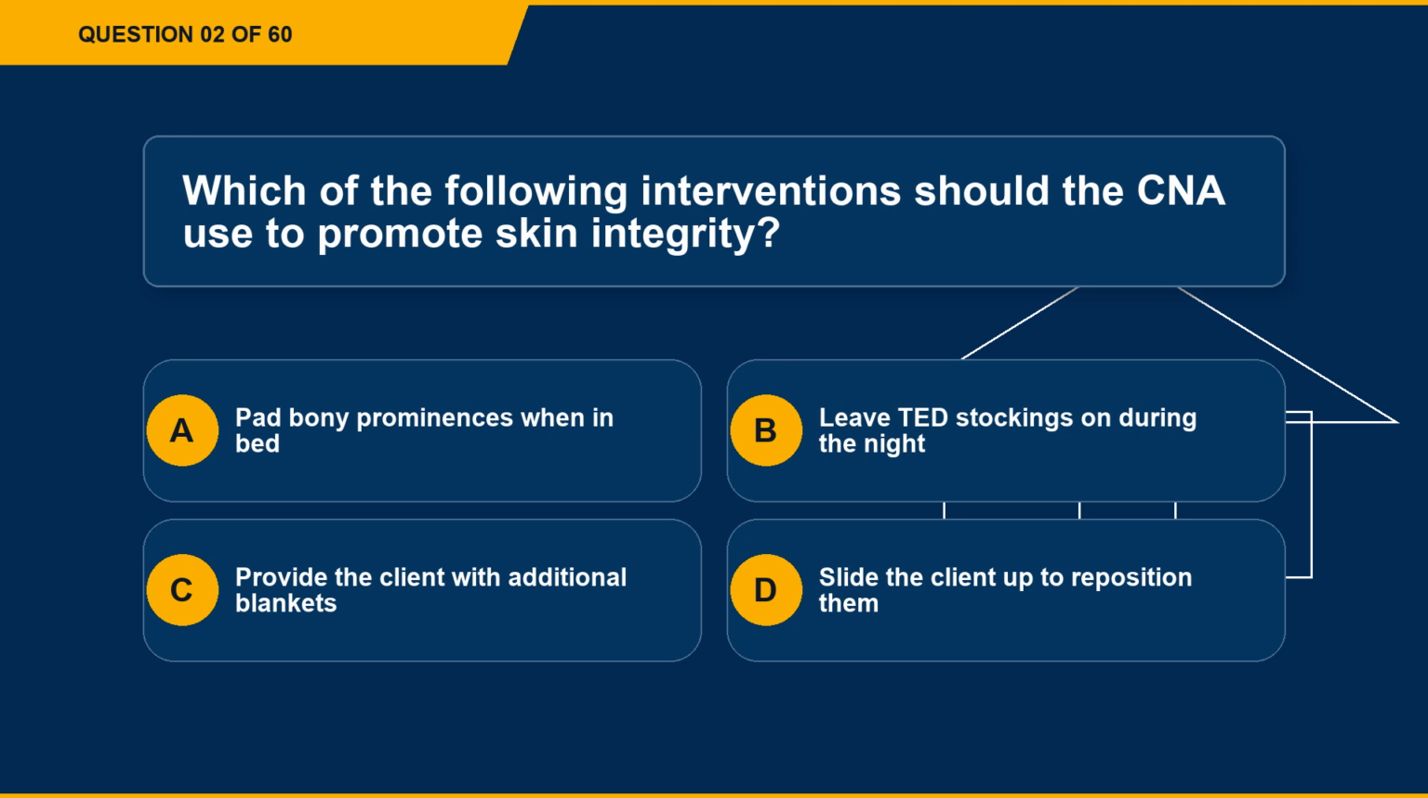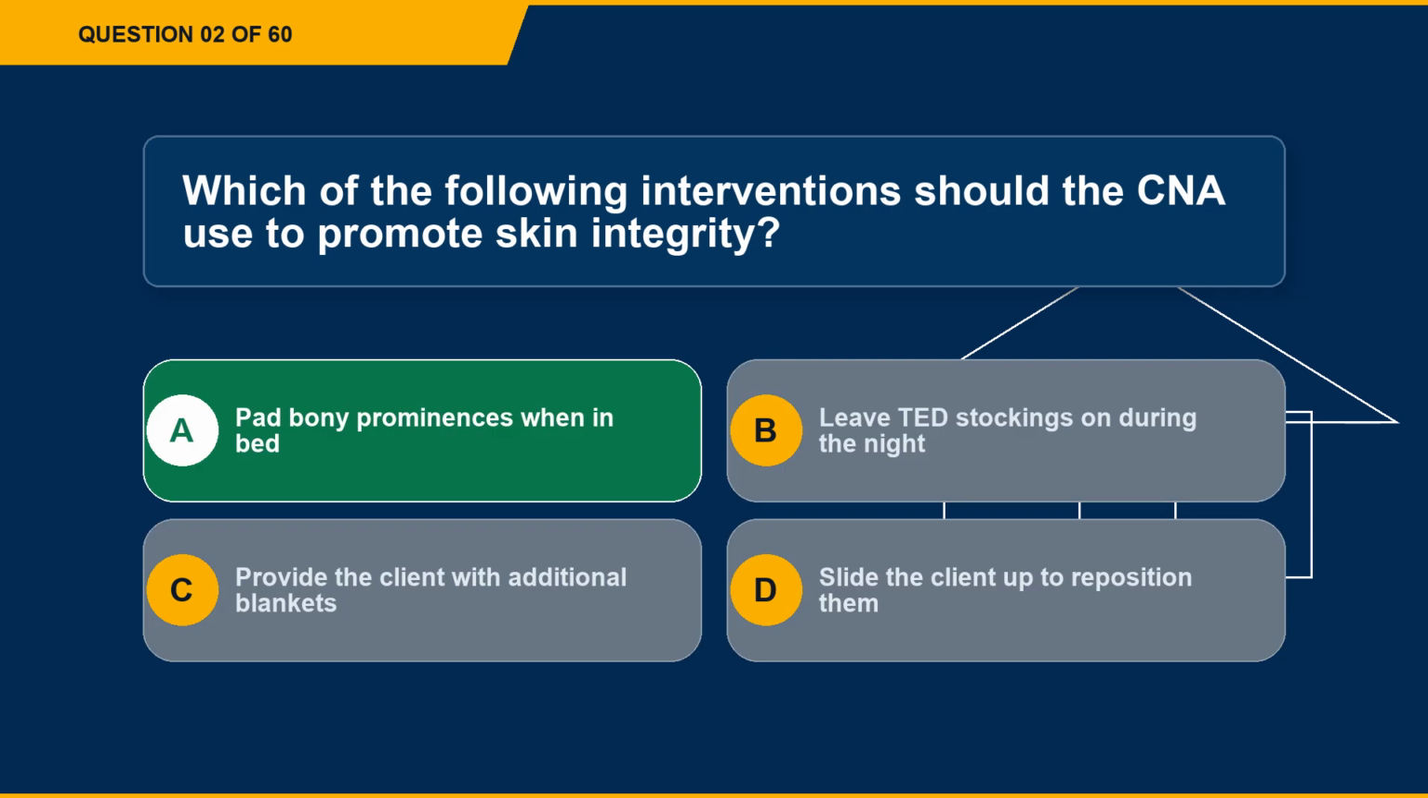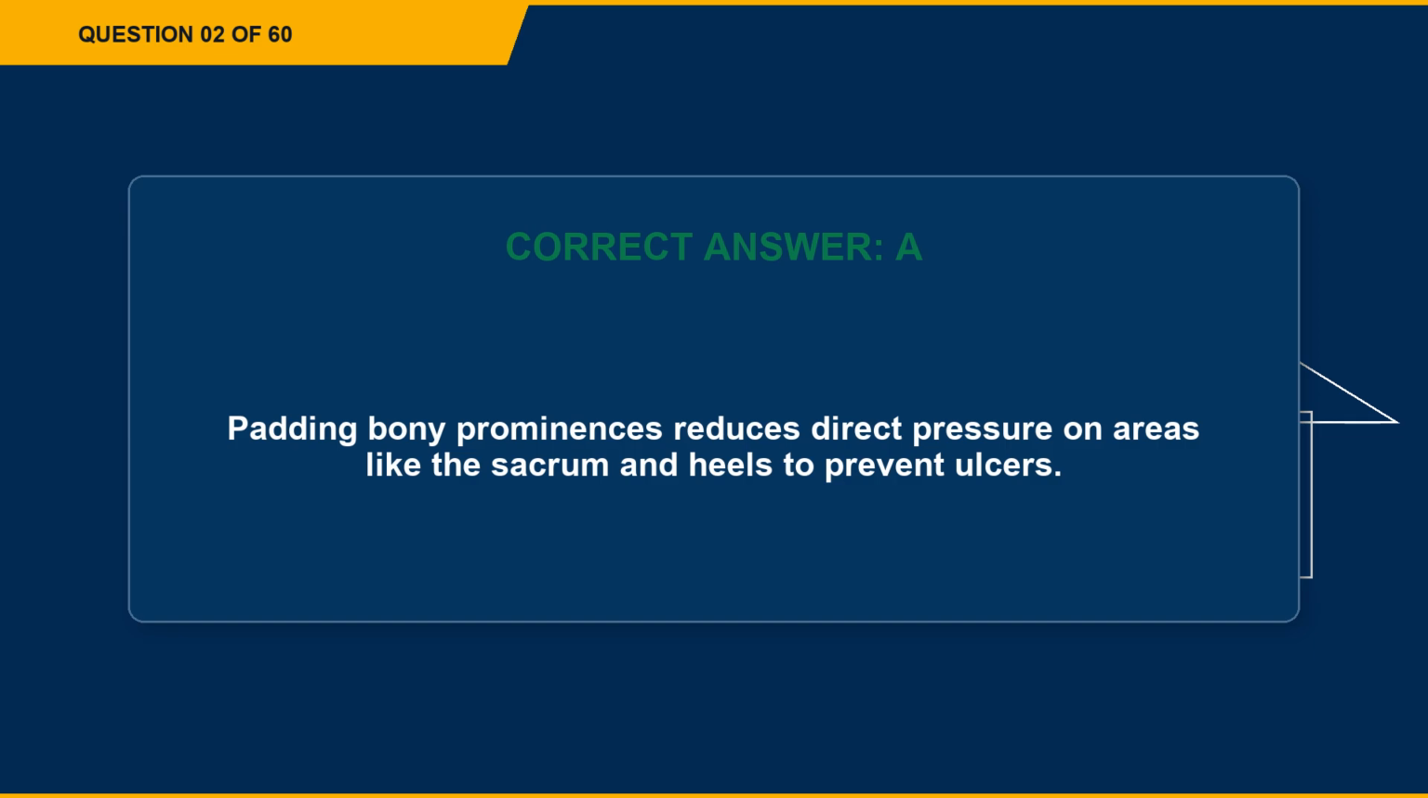Option A, pad bony prominences when in bed. Option B, leave TED stockings on during the night. Option C, provide the client with additional blankets. Option D, slide the client up to reposition them. The correct answer is option A, pad bony prominences when in bed. Explanation. Padding bony prominences reduces direct pressure on areas like the sacrum and heels to prevent ulcers.